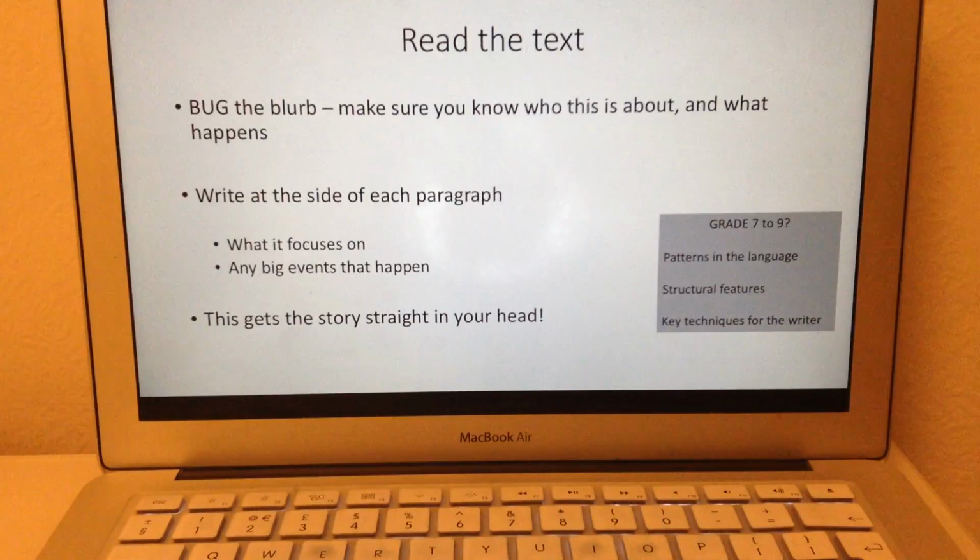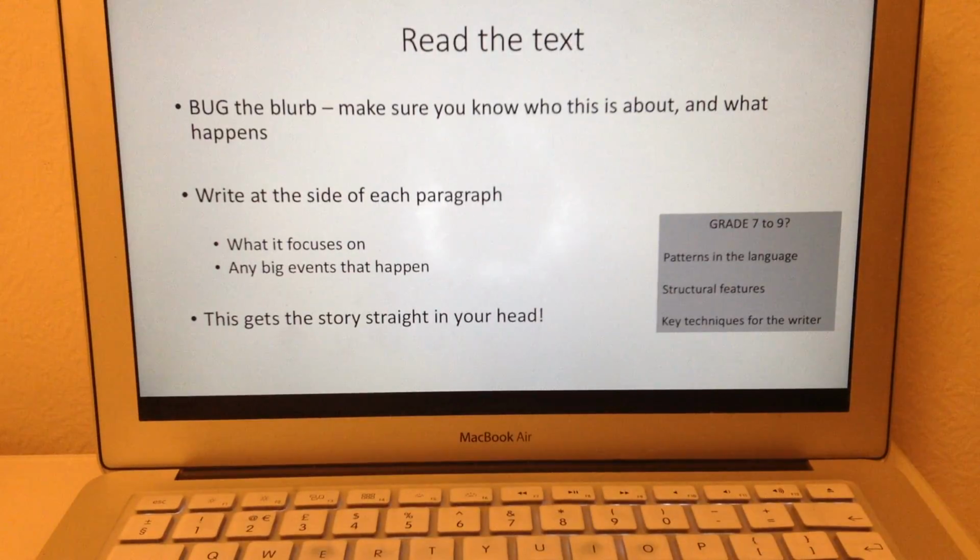Now, before you do this, you need to bug the blurb. There is a little box at the top of the reading part of the exam, and it tells you loads of stuff that is hard to work out. It tells you who the text is about. It tells you what happens in the story. And so, make a few notes on this. I'll give you an example of how to do that on the next slide.